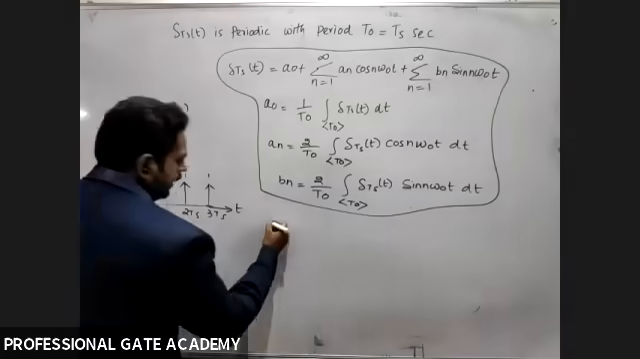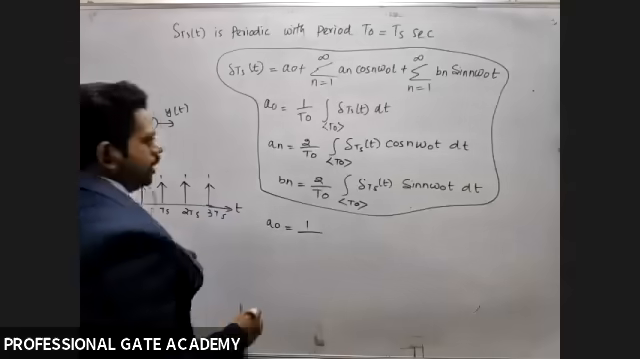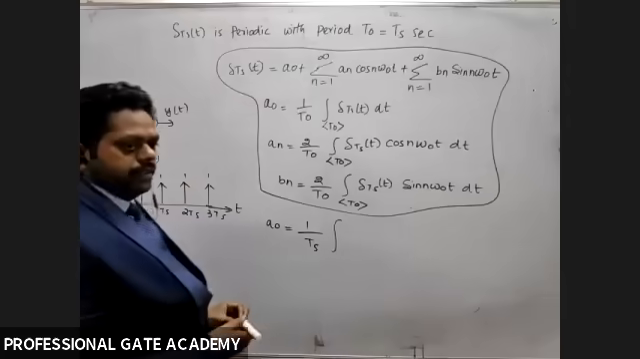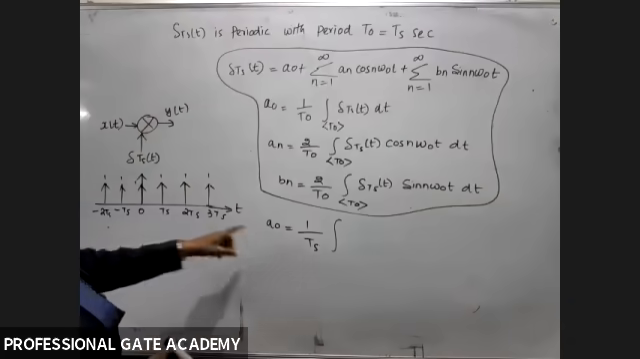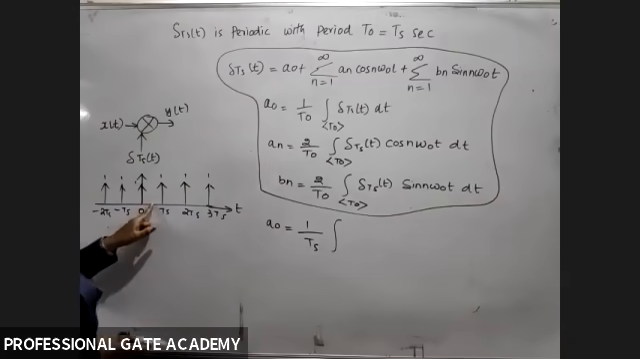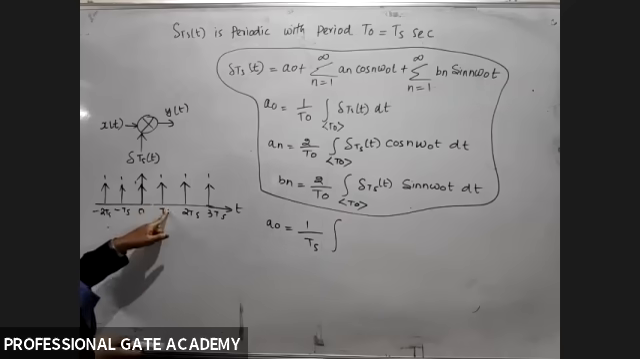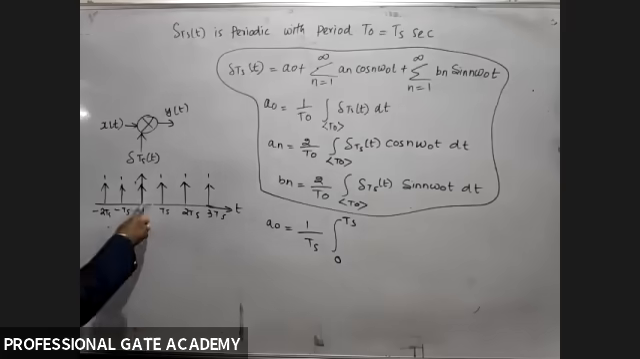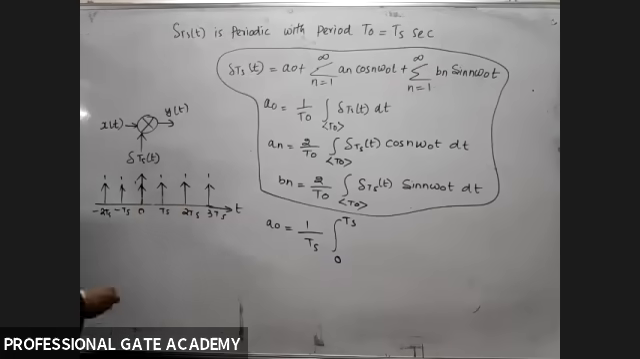Yes, now we can find the a0 value: 1 by, students, what is the value of T0? Ts. Yes, T0 equal to Ts, 1 by Ts integral. So for one full cycle, what will you take? Will you take 0 to Ts? If you take 0 to Ts, 2 impulses are coming in the period of 0 to Ts. But this is a periodic signal because the impulses are repeating. So now you have to take from.